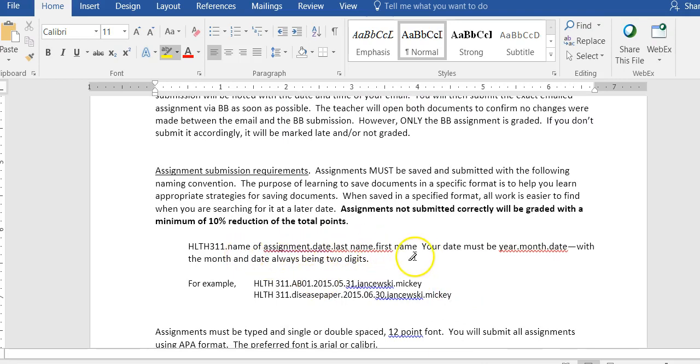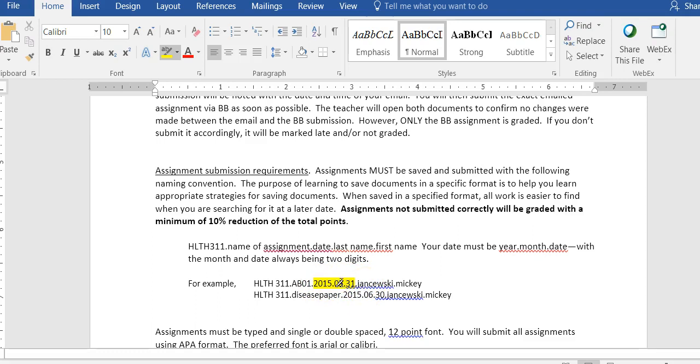All of your assignments need to be saved a specific way, and the reason that we're doing this is I try to help you learn how to organize your files so you can find them later. So these are some examples of what it will look like. If you put the Health 311 first, when you open your computer or your files, all of your Health 311 work will be together. After Health 311 comes the name of the assignment, then the date, and the date is year, month, day, so from largest to smallest. And the reason we do that is so that, if you turn in the assignment 2 times, it will appear in chronological order if you put your date in like this.